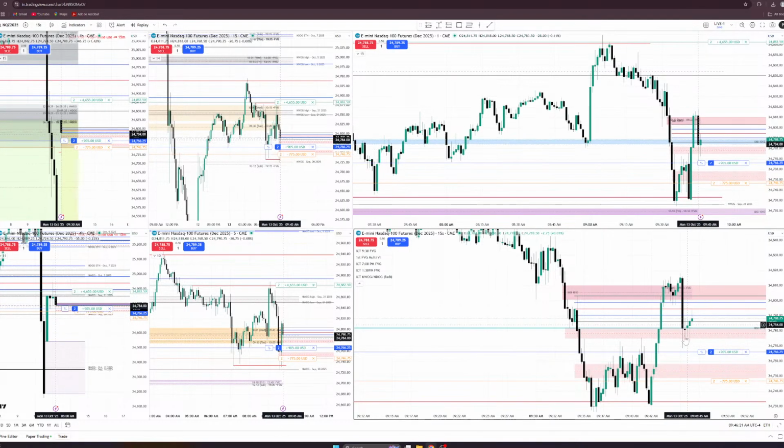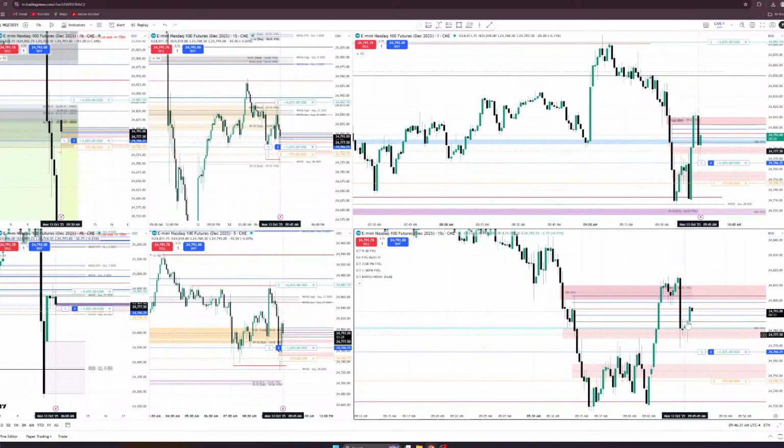So you can see the bodies of the candle respecting this 1 minute balanced price range. The bodies of the candles did not go even below 50% of this. The wicks will do the damage, will take the stop loss, whereas bodies tell the story. See the bodies, where the bodies are staying. The bodies are staying above this balanced price range.